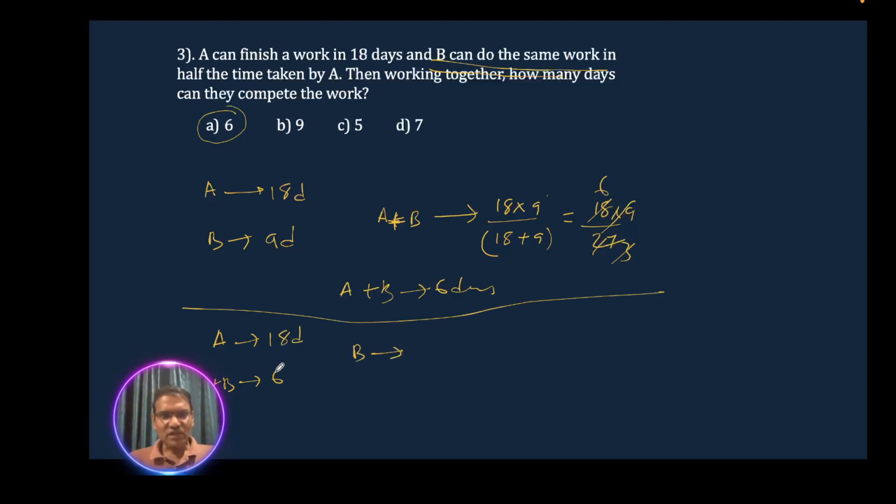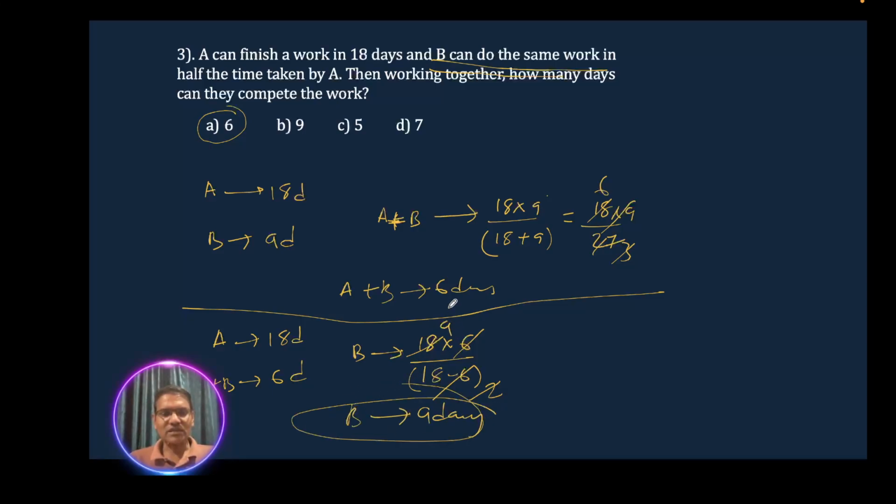So the same shortcut method we apply here. 18 into 6, the product of these two, divided by the difference between these two, that is 18 minus 6. So 18 minus 6 is 12. 6 will cancel here, 12 twos are 6, 18 by 2 is 9. So B alone can do the job in 9 days, right? So this is another shortcut method. Okay, so this is an example model question.